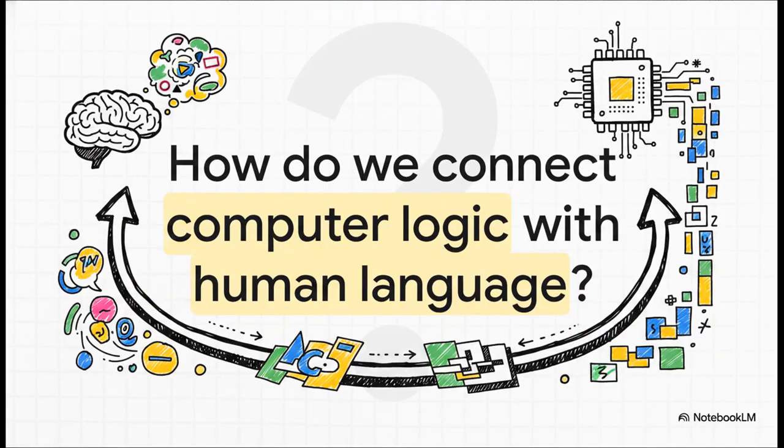Think about it. On one hand, you've got us. We get context, sarcasm, poetry, no problem. On the other hand, you have a computer, which only gets numbers. Zeros and ones. That's it. So how do you possibly build a bridge between those two worlds? How do you translate the richness of a sentence into the cold, hard logic of mathematics?